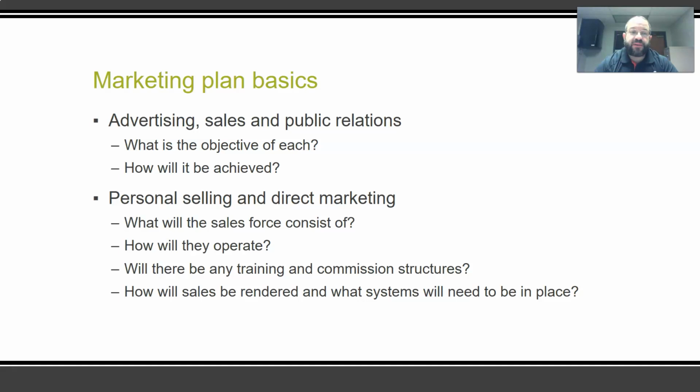Advertising, sales, and public relations. We all know what advertising is. I don't need to go into it, right? Advertising can take place on a billboard, in a magazine, right? It could take place in the form of a commercial, so on and so forth, right? What's the objective of each item? Are you just drawing people into a store?